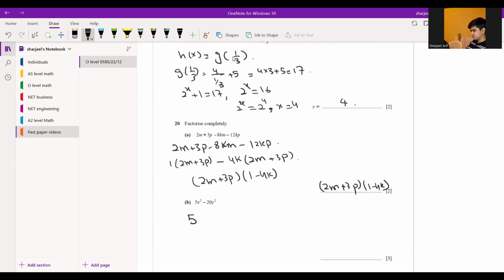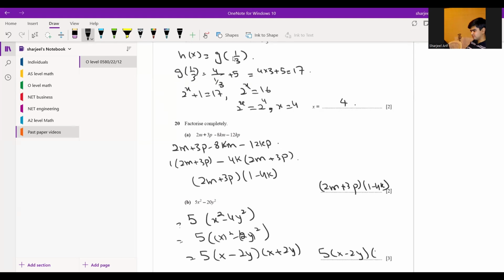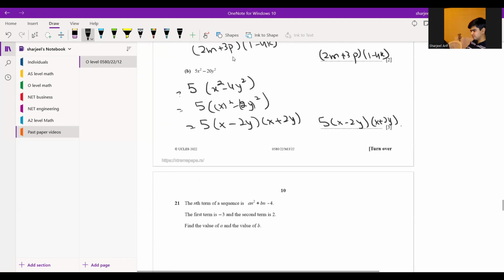For second part, just take 5 common. You will get x square minus 4y square. 4 is a perfect square. You can write it as x square minus 2y whole square. Apply the formula a plus b, a minus b. You will get x minus 2y into x plus 2y. That would be your answer.